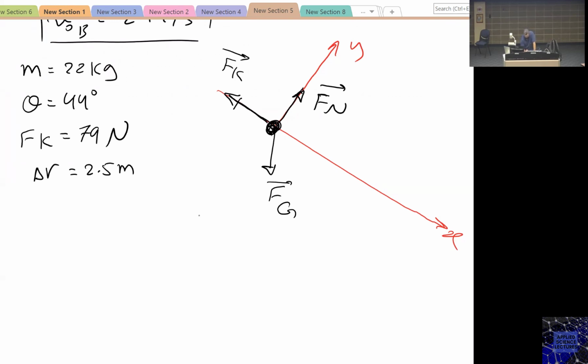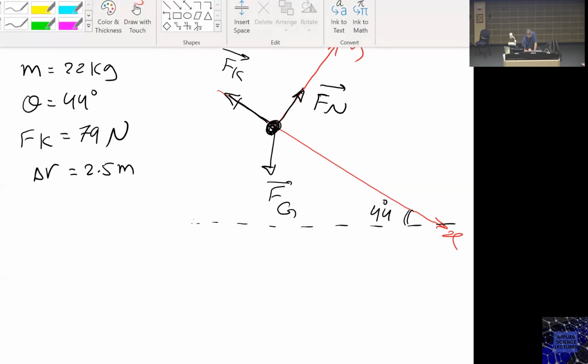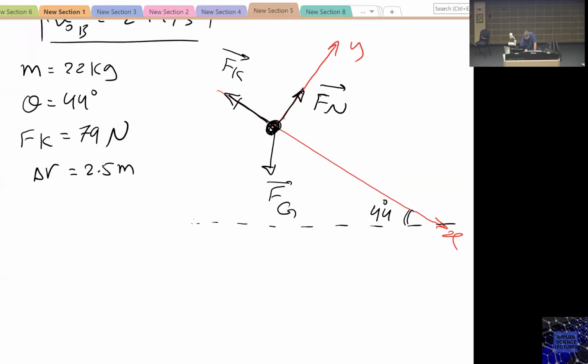So if I'm to draw a line parallel to the horizontal line, just to define the angle, I have 44 degrees here. So this one is the complement, and this one is 44 degrees. So that's theta here.